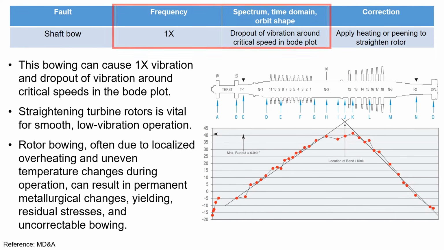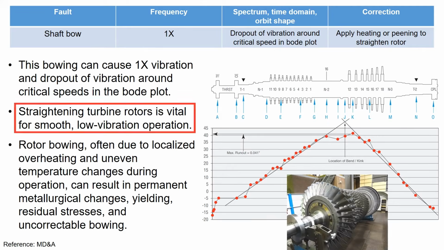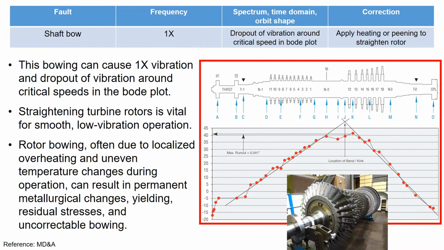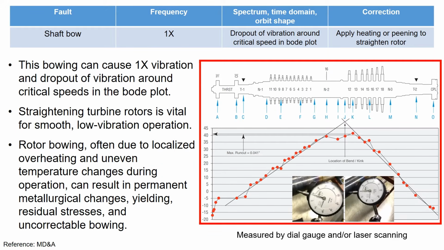This bowing can cause 1x vibration and dropout of vibration around critical speeds in the Bode plot. As you could imagine, straightening the turbine rotors is vital for smooth and low vibration operation. The figure on the right shows the rotor runout measurements showing shaft bow. The rotor runout is measured by dial gauge.